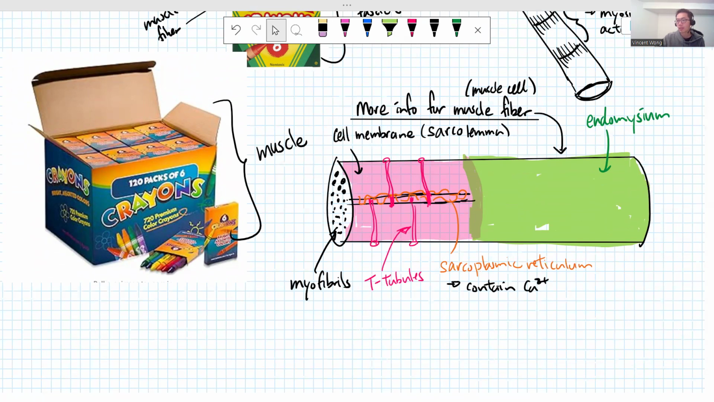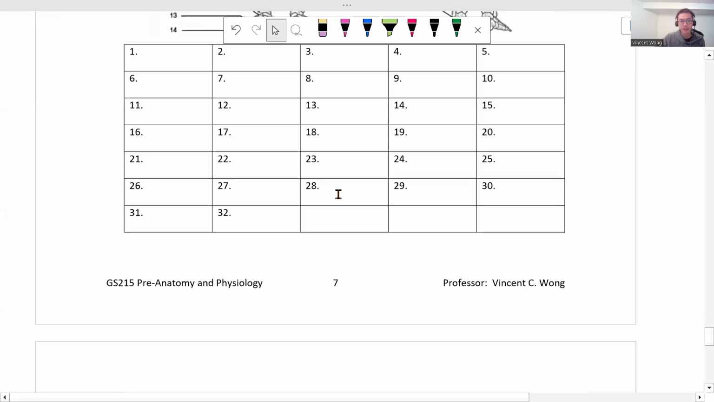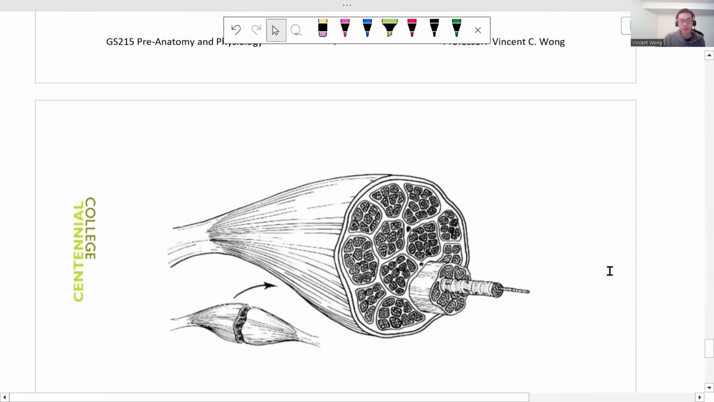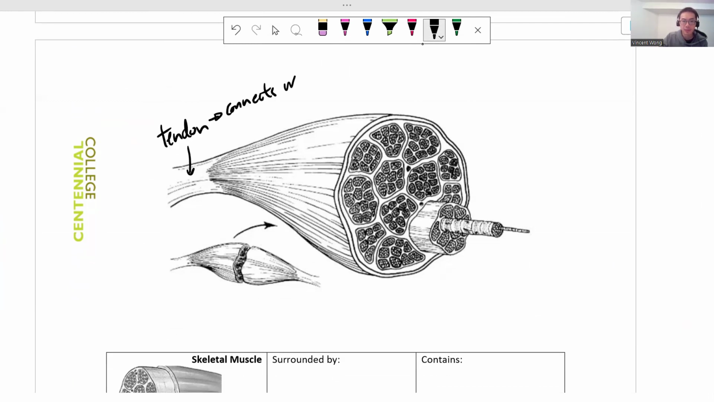Now, let's just make sure that we are on the same page here. This is a study guide. I know you guys have it. So here it is, right? This is the thing we just drew. We cut the muscle. This is the tendon that connects muscle to bone. And then that's the whole muscle.